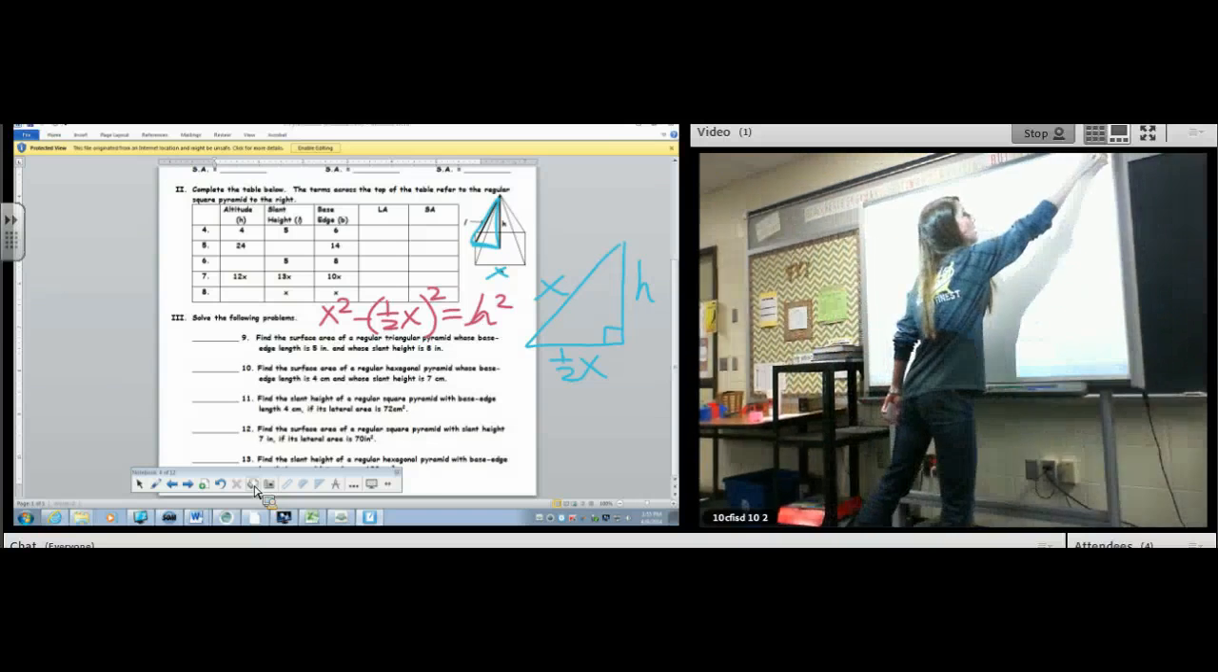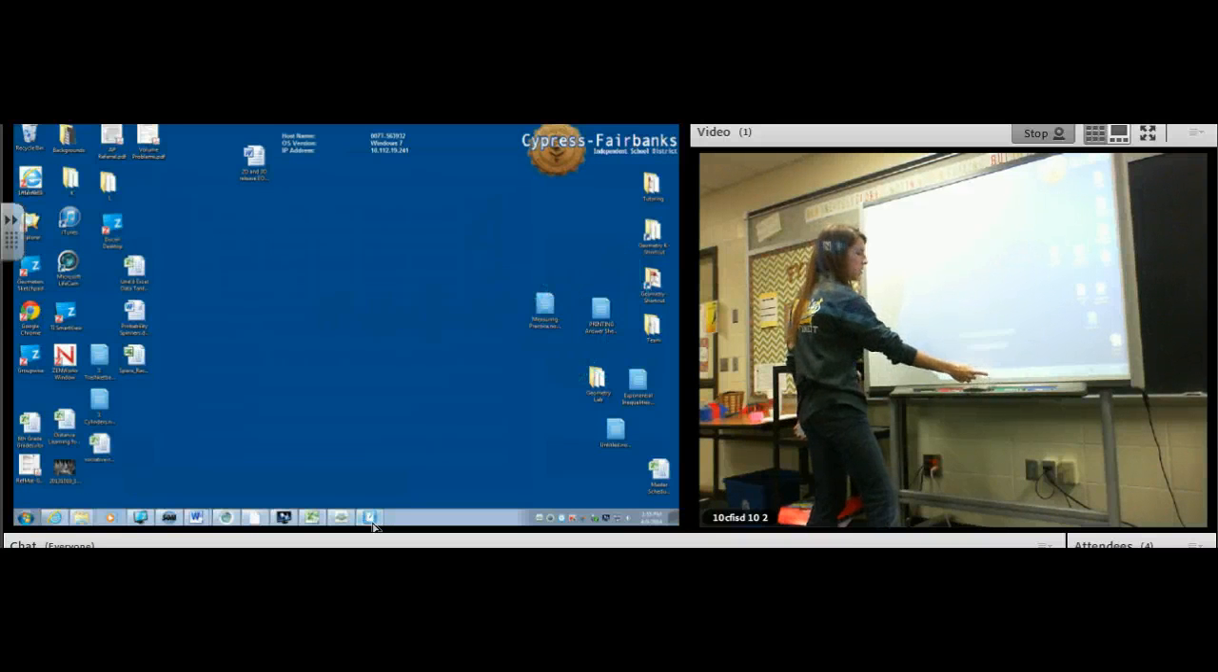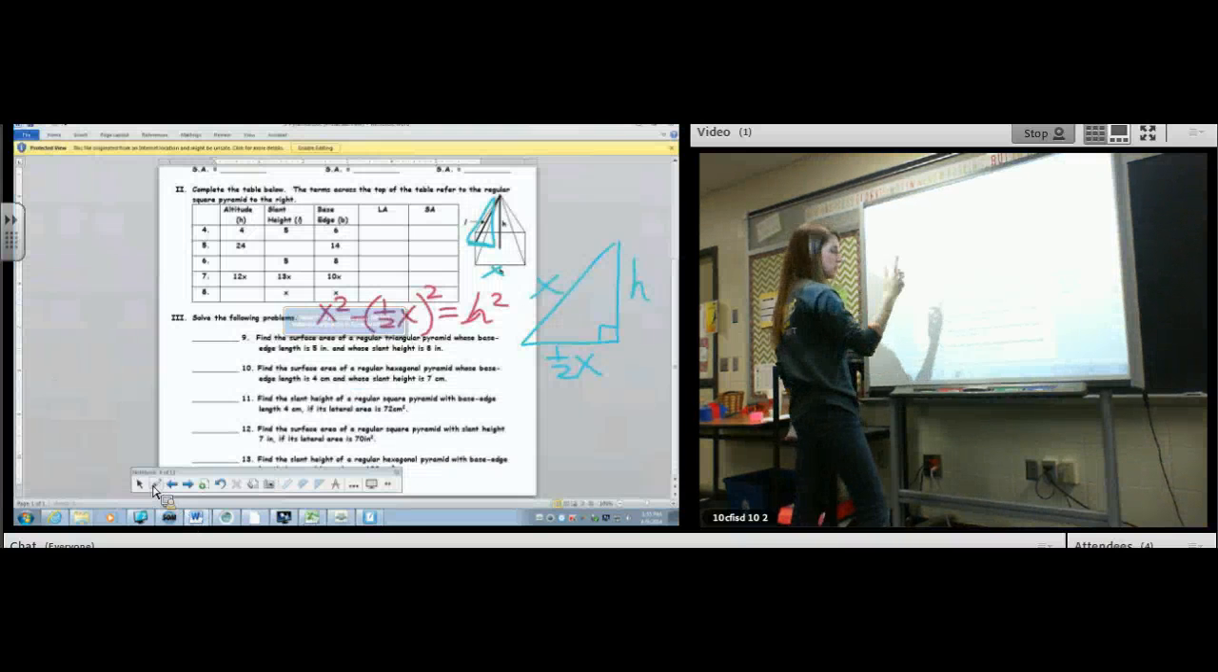So let me give myself a better background since we're just going to do some algebra. Oh, how do I do that? Never mind. Oh no, it needs to be restarted. Okay, never mind. That's a lofty idea.